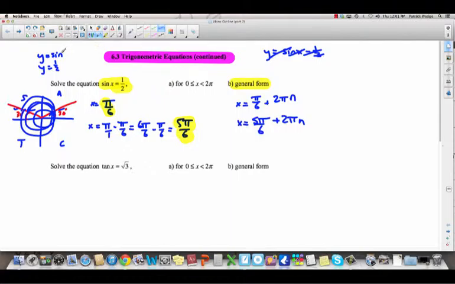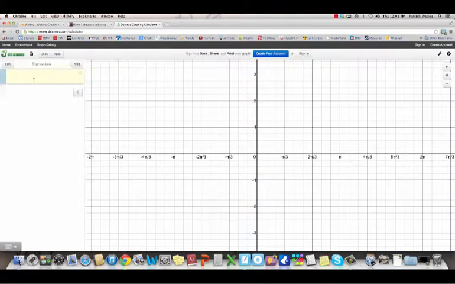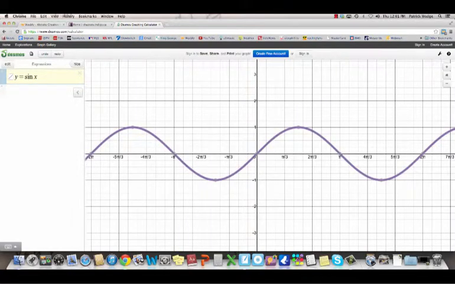Y equals sine x, and y equals 1/2. So let's go to Desmos and do that. Y equals sine x, and there it is. It's just the way we remember it to look. Remember, this is the mother function sine graph. It goes through the origin, goes up as high as 1, and goes down as low as -1. This thing's awesome. I love this. And the other thing we're going to put in there is y equals 1/2.